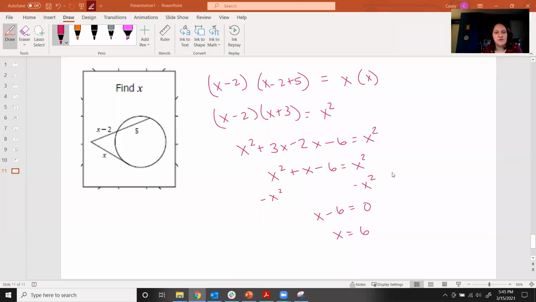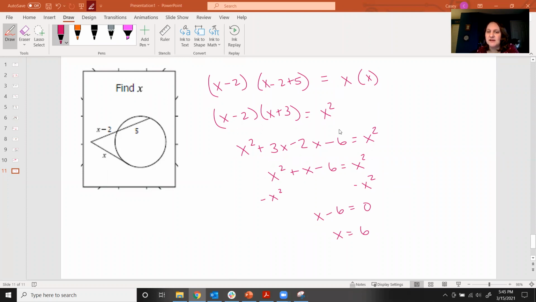Okay, so I'm going to talk you through two ways that you could solve this. The first way is the algebra way. So the piece on the outside is x minus 2. The length of the whole thing will be x minus 2 plus 5. Here the piece on the outside is x, and the length of the whole thing is x, so that becomes x times x. When we simplify, we get x minus 2, and then in the parentheses here we get x plus 3. x times x is x squared.